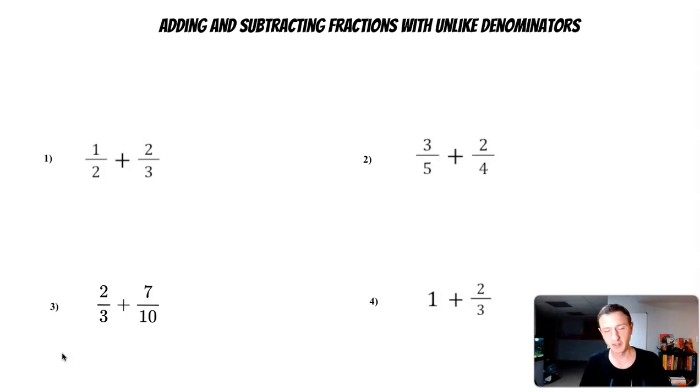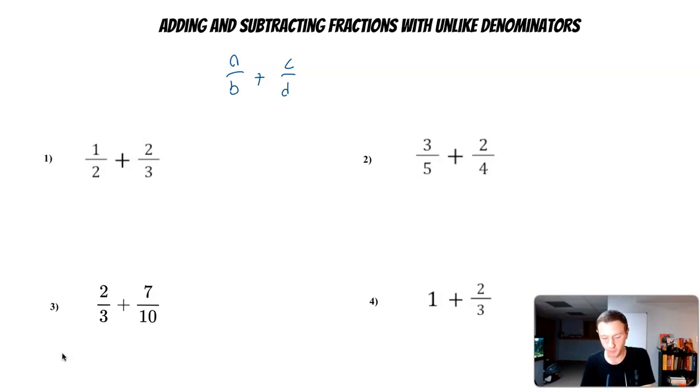Today I'm going to look at adding and subtracting fractions with unlike denominators, or not like denominators, because this is going to look a little bit different than when we have the same denominators in our fraction. So what we mean by unlike denominators is if we have a problem like a over b plus c over d, where the denominators are not the same.